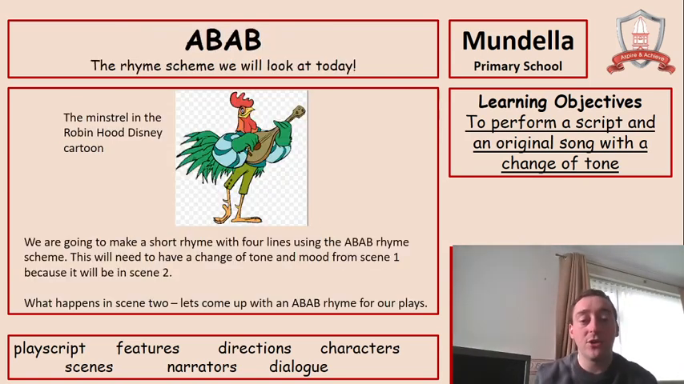Okay, so we're going to make a short rhyme with the ABAB scheme that we did last time. And it's going to have a change of tone and mood from scene 1, because it will be scene 2 where we're going to introduce the villainous sheriff. So have a think about what happens in scene 2, and let's come up with an ABAB rhyme for our plays. If you want a guiding hand with this, I've come up with one of my own already.